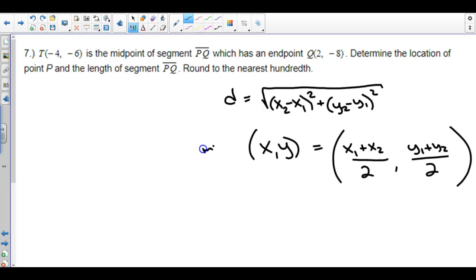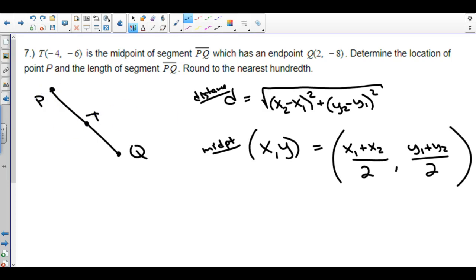So again, this one is midpoint, and this one is distance. So both those formulas are going to be helpful in this problem. It says T, which is a point at -4, -6, is the midpoint of segment PQ. One of the endpoints is Q, 2, -8. We want to determine the other endpoint, basically. So just to give you an idea of what this problem is saying, we have Q somewhere here. I know T is somewhere in the middle. We don't know where the heck P is. It's out there somewhere, but we need to find it.